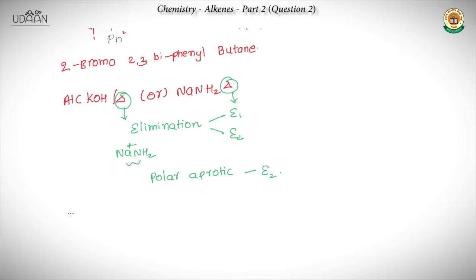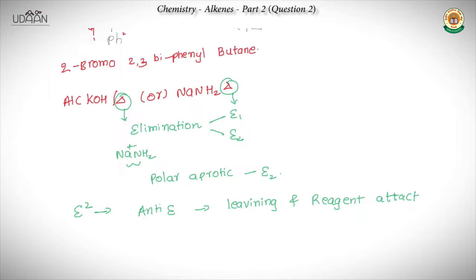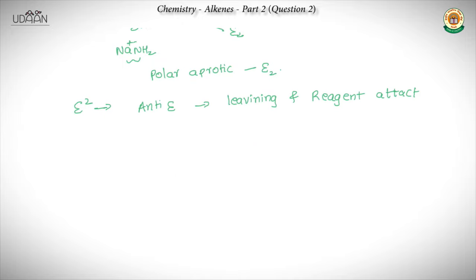Next thing you need to know is, in the E2 reaction, anti-periplanarity is observed. I'll tell you what it means. Anti-elimination means the leaving group and the reagent which is attacking are opposite to each other. Now, if you draw it in the Sawhorse projection, as you are told in your GOC, it will look something like this.